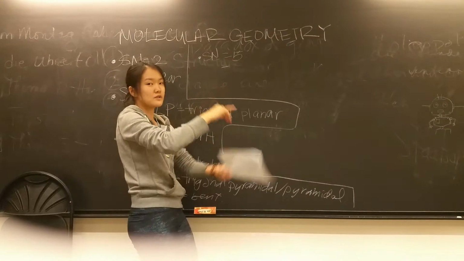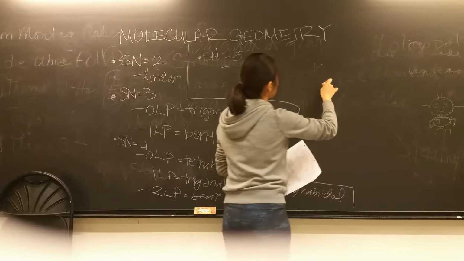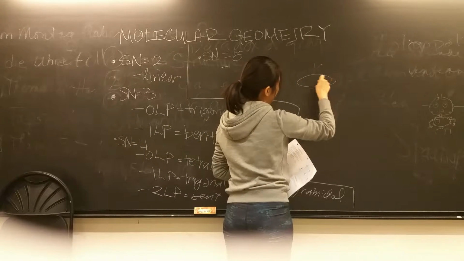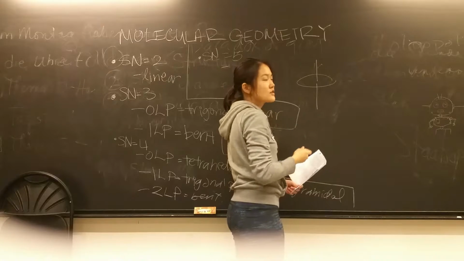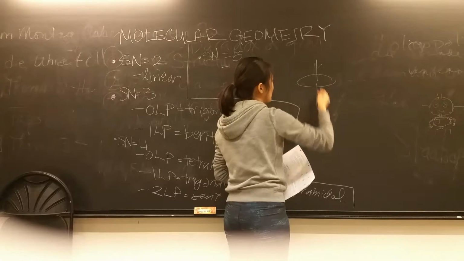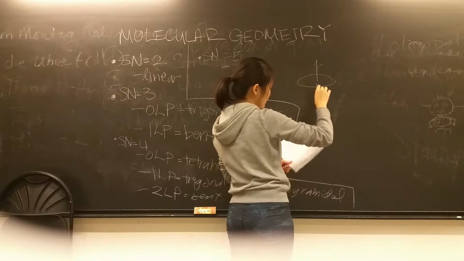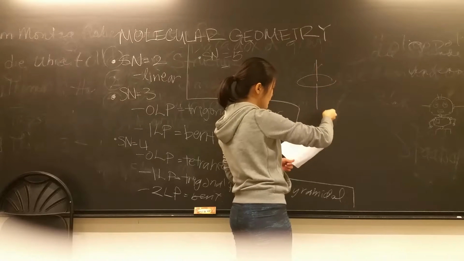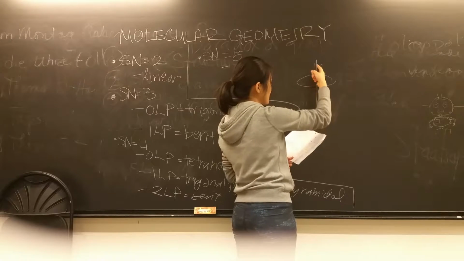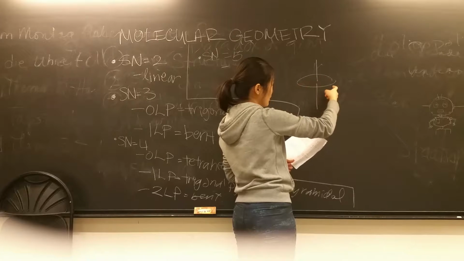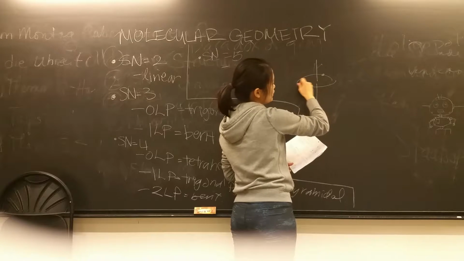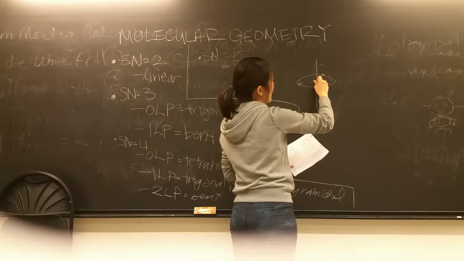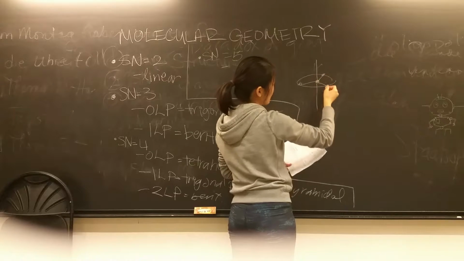So you have like the 2 pyramids stacked on top of each other. And so how this is going to look is kind of like that, right? You have this plane, and then you have an axis. This is called the equatorial, and this is called the axial position. So there are 2 axial positions and 3 equatorial. And so you have 1, 2, 3. This is a central atom, and it's just going to basically look like that.